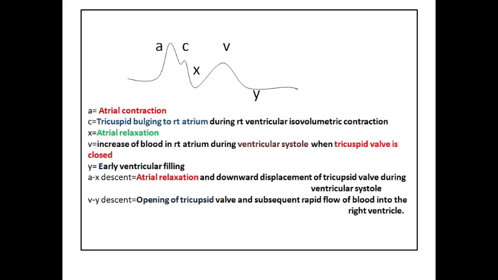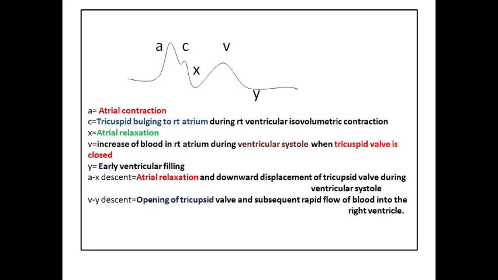So in JVP, the A wave is due to atrial contraction. Then the C wave is produced due to the tricuspid valve bulging to the right atrium during right ventricular isovolumetric contraction. We will discuss that. The X descent is due to atrial relaxation. When the A wave starts with atrial contraction, the tricuspid valve is closed and bulges to the right atrium. Now the atrium is relaxed. This relaxed phase produces a descent called the X descent.